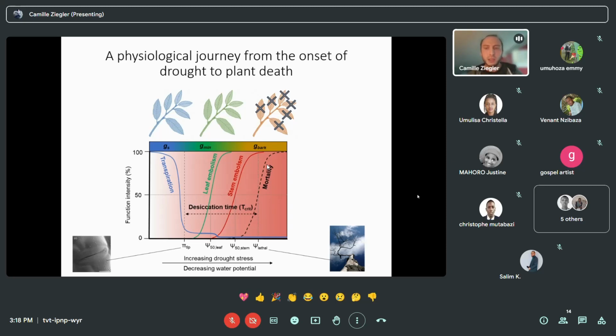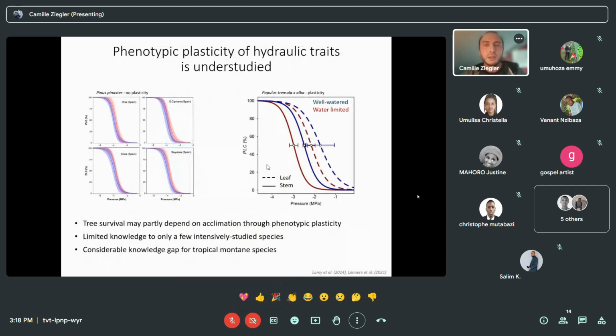So this is starting to be quite well described, how this works across species. But what we don't know much is how it can vary within a species, and do these characteristics change with the environment? This is what we call phenotypic plasticity, which is the ability to shift trait value with the environment or any other factor. And this might influence tree survival.